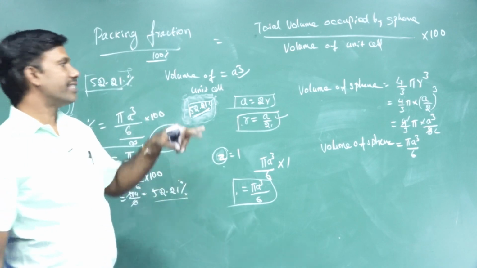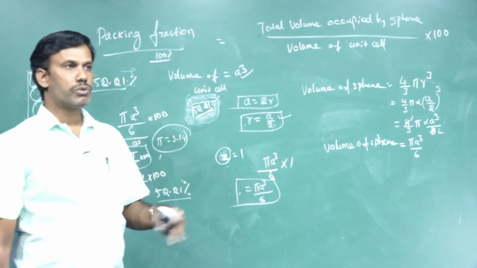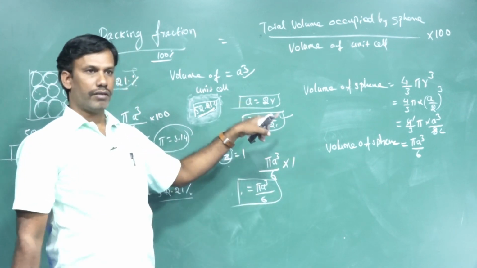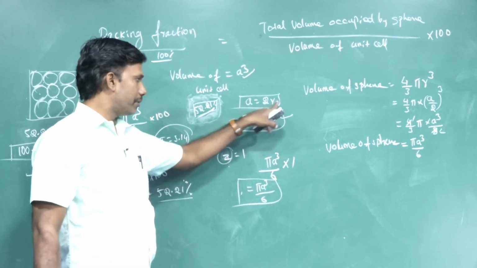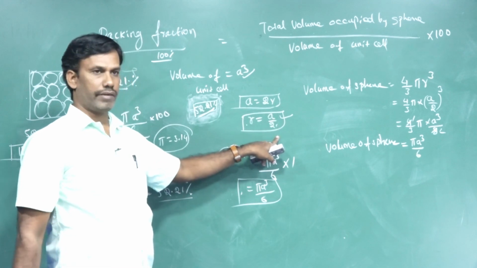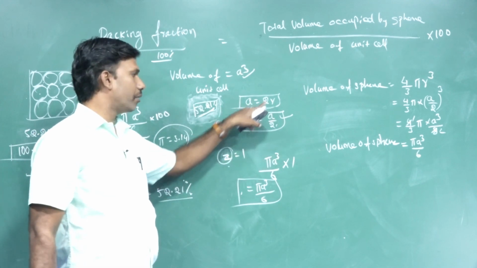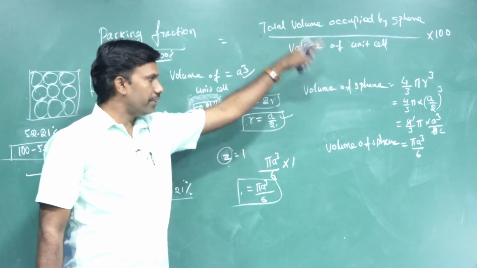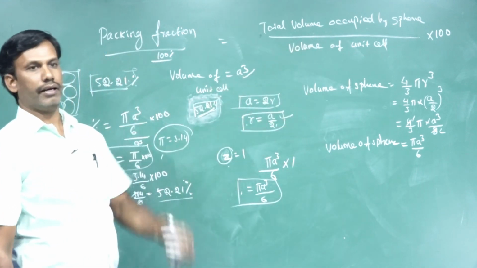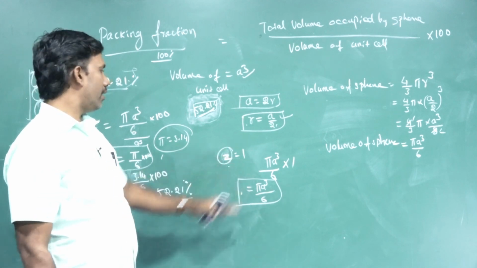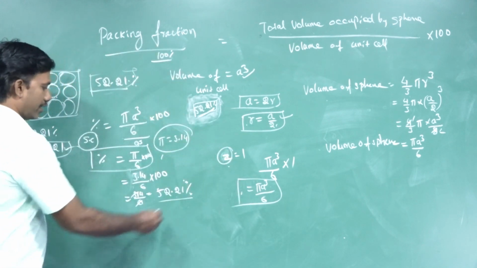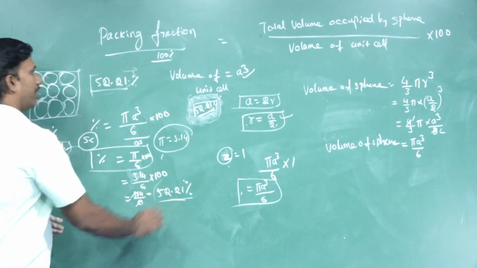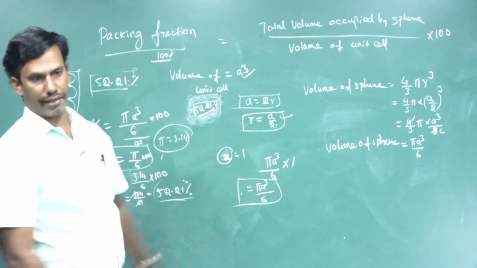For what system? It is a simple cubic arrangement we are seeing. So the r value may vary for each system. For simple cubic only, r is a by 2, because edge length a equals 2r, then r equals a by 2. Then you substitute the r value there, and after applying all this, we get the value 52.21. This is the space occupied in a simple cubic arrangement.